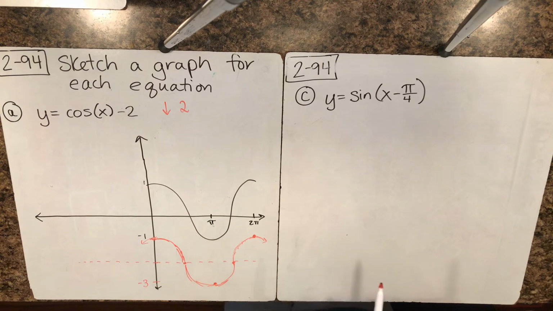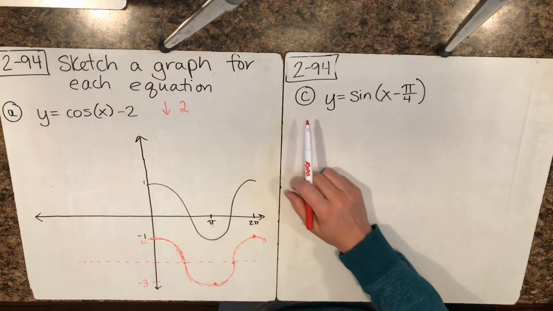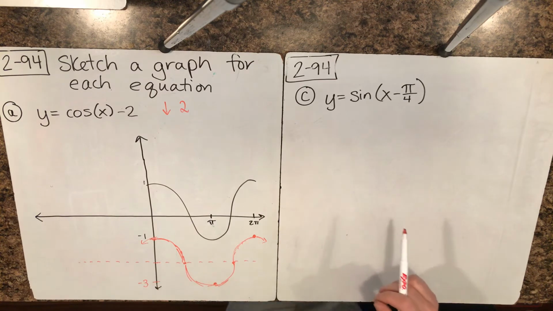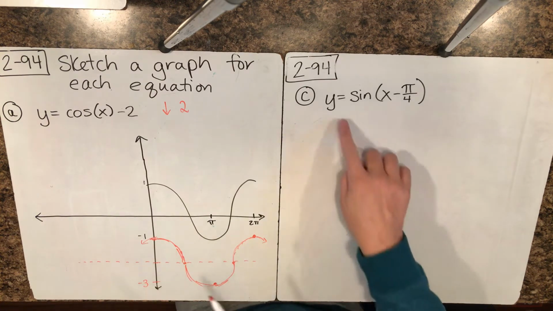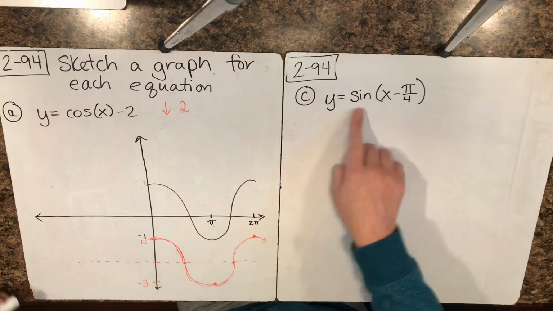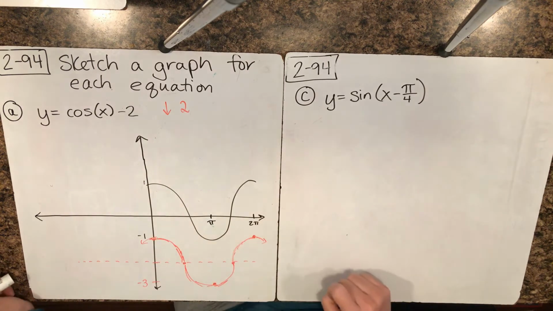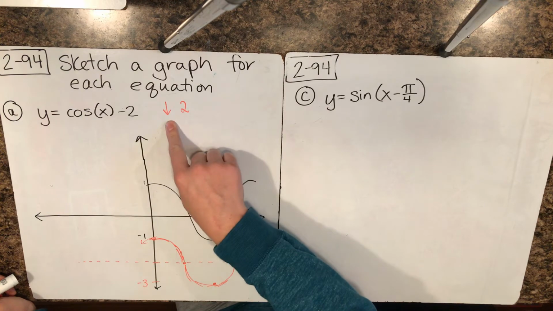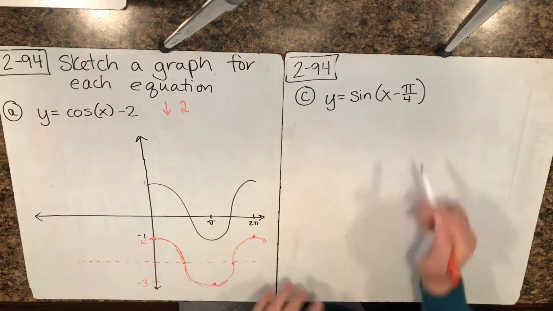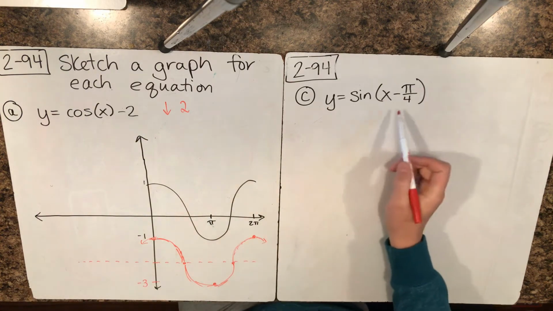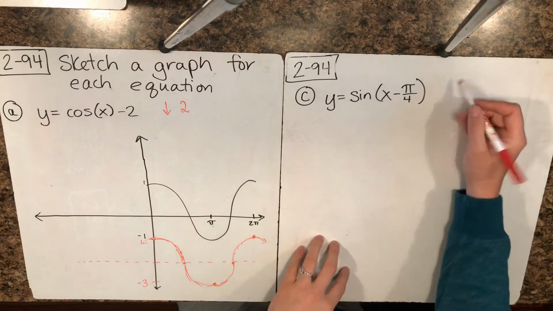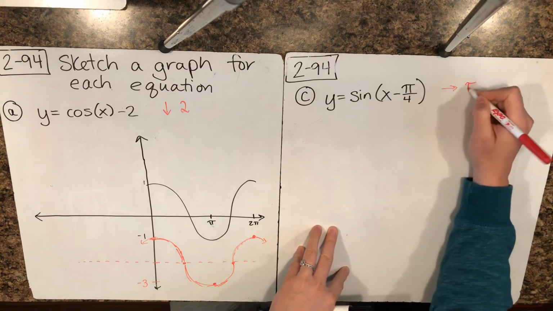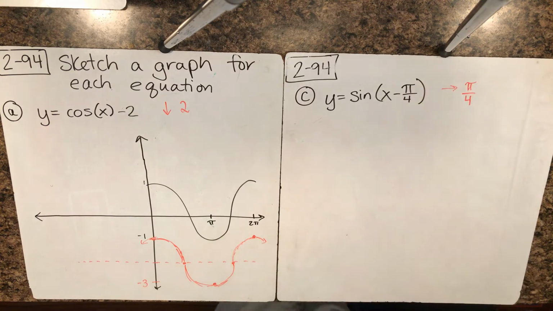Okay, this next one, part C, and I intentionally skipped part B. I want you to have an opportunity to practice the other ones. So this one, instead of cosine, they want you to use sine, and instead of moving up or down, they're actually moving us to the right. Remember, anything that's trapped in parentheses with an x is going to do the opposite of what you think. So this is actually moving to the right, pi over 4.